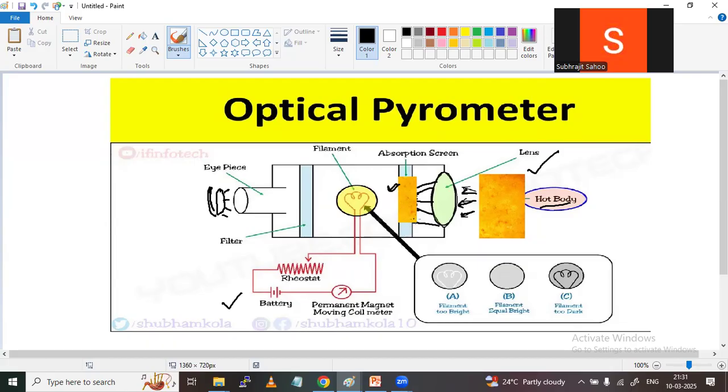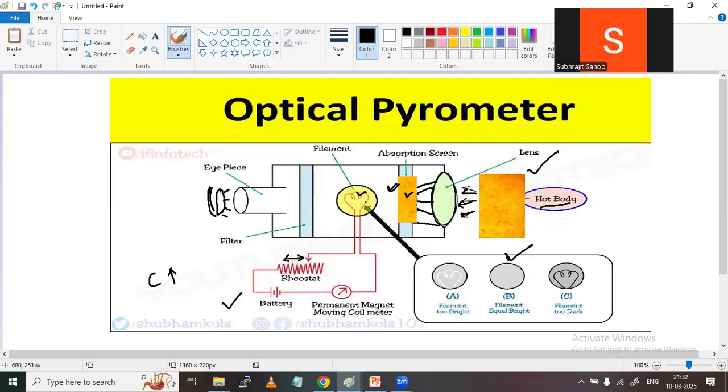What I will do, I will slowly vary this rheostat either in this direction or in this direction. I will slowly vary this resistor so that current in the circuit will be increased, and slowly brightness will be increased. Now a time will come when this brightness and this brightness will be matched. If the brightness is matched, then this filament will disappear. Like this situation will come.